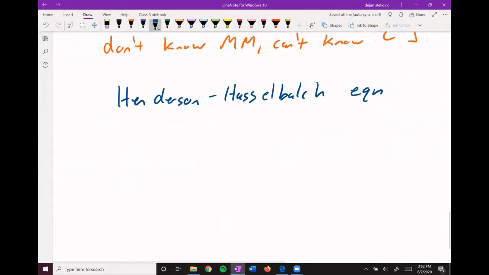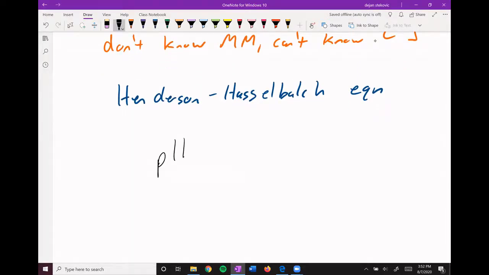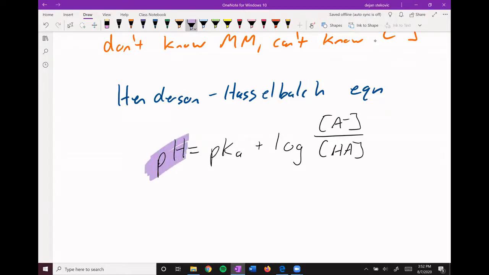And so this equation tells us that the pH of a solution is equal to the pKa of a salt plus the log of the conjugate base over the weak acid concentrations, right? And so think about these variables, which ones we can solve for. pH, we can find that from our probe.